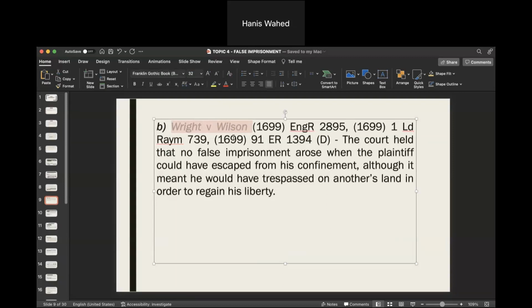But when there is a reasonable way out, it must be used, and the plaintiff also cannot claim that his liberty, his freedom of movement has been restrained. Why? Because forced imprisonment requires total restraint of liberty. So the restraint itself must be complete. Okay, so that's the second element.